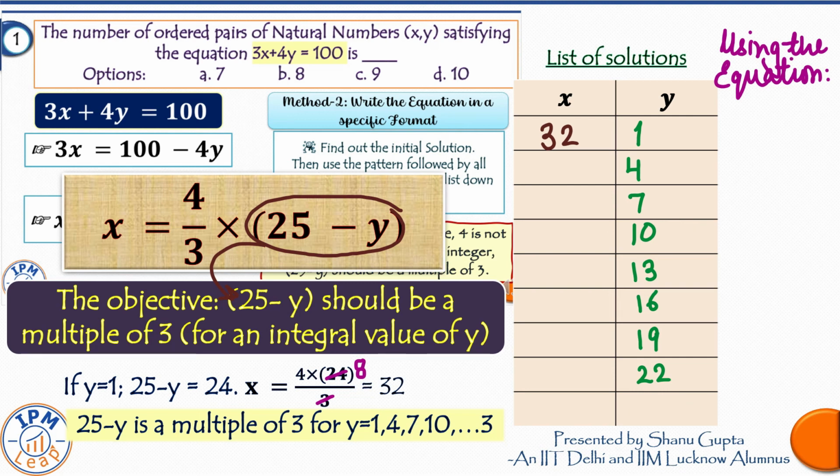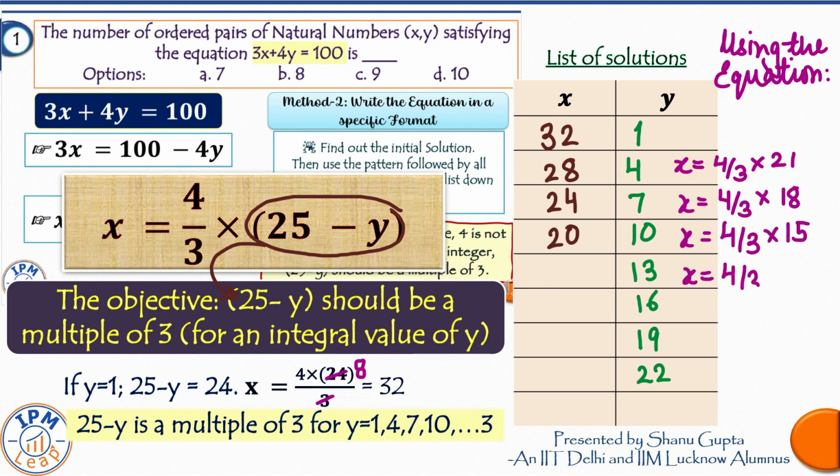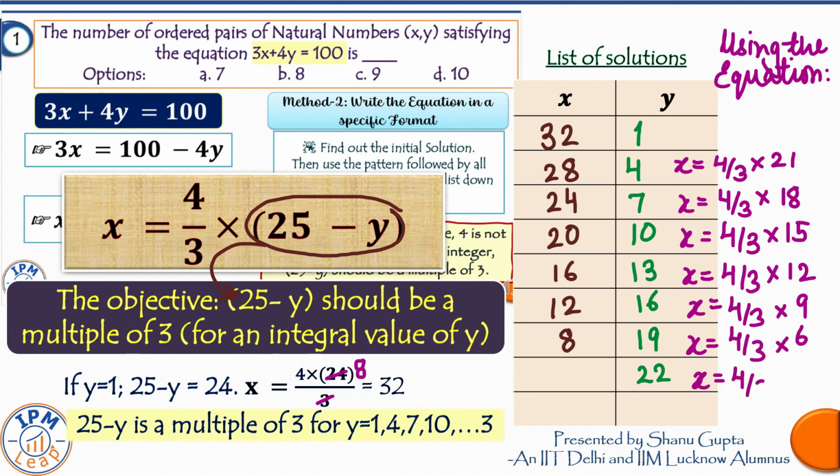Let us quickly list down our corresponding values of x using this revised equation. X is equal to 28 here, 24 here, 20, 16, 12, 8, 4 and 0. But x has to be a natural number, so we drop the last solution. And there are 8 solutions possible. 8 ordered pairs of x and y that satisfy this equation.